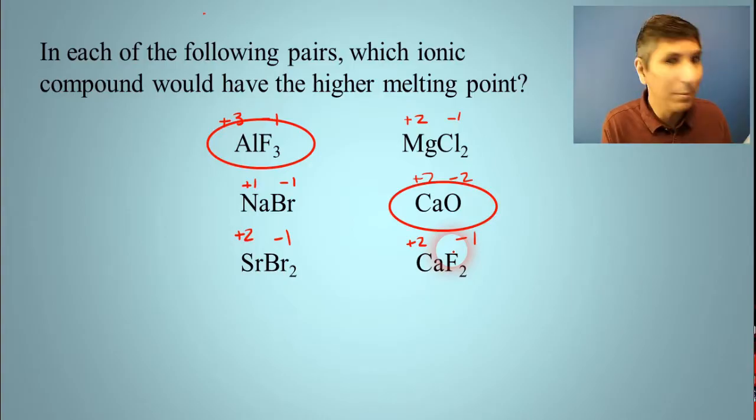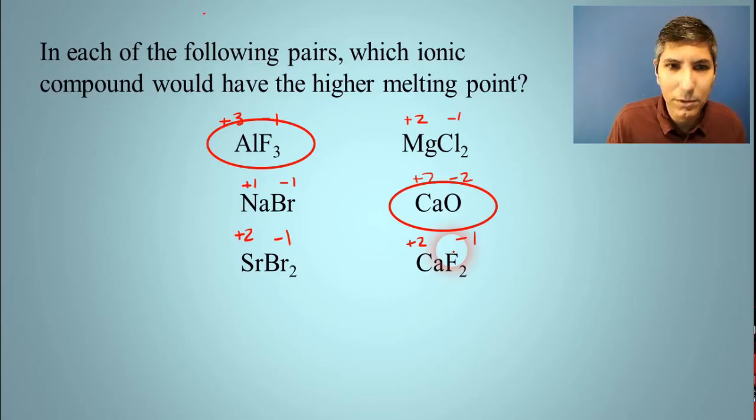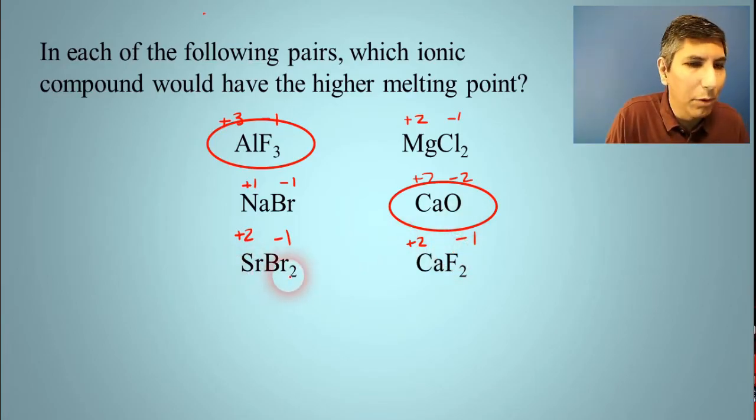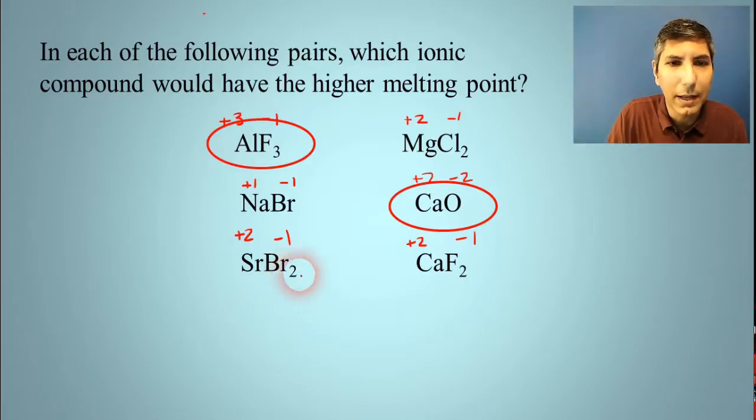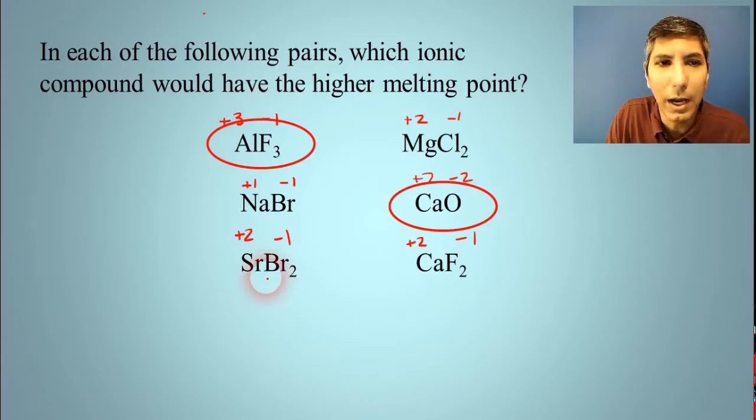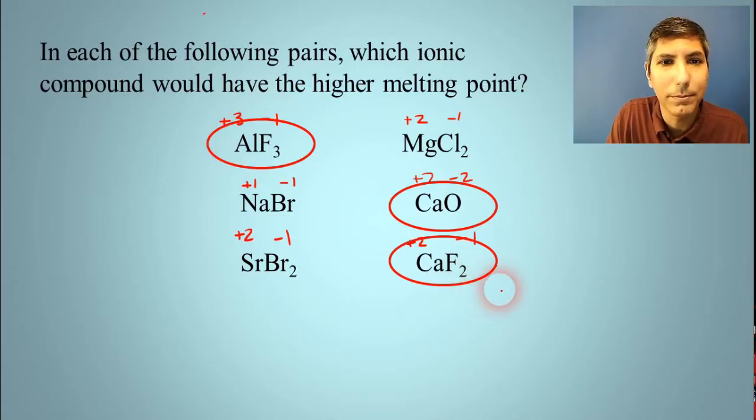So use your periodic table to find the relative sizes of those, and you'll find that strontium and bromide are farther down on the periodic table than calcium and fluoride. So that means that these two over here are larger ions, weaker force. These are smaller ions, so stronger force. So calcium fluoride will have the higher melting point.